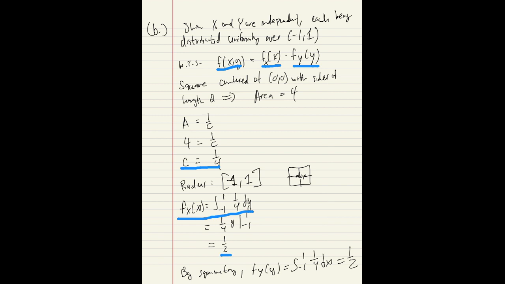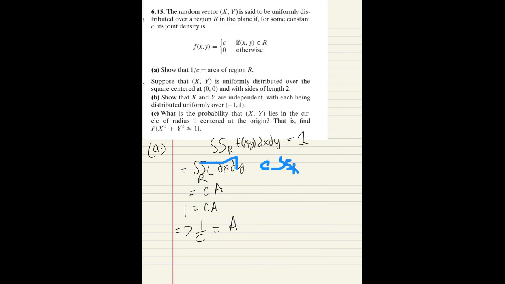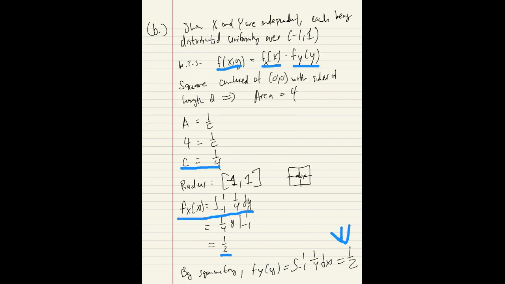We repeat this process for y. It's symmetrical, so it's also going to be 1/2. So now we're just checking if this identity is true, which was 1/2 times 1/2 equals 1/4. And it is equal to c, which is 1/4. That's given. So we confirm that x and y are independent because fxy is equal to this identity right here, fx times fy.